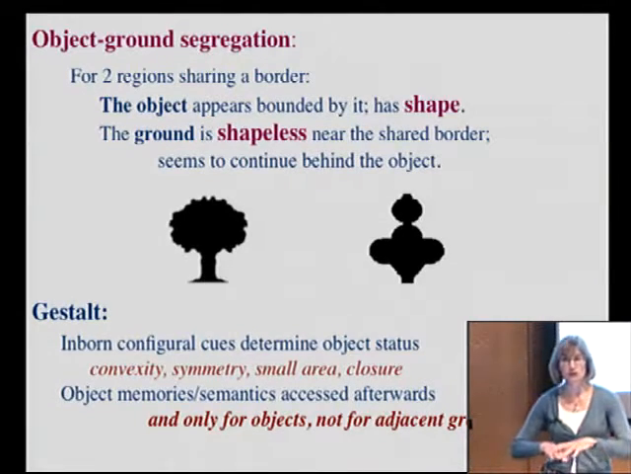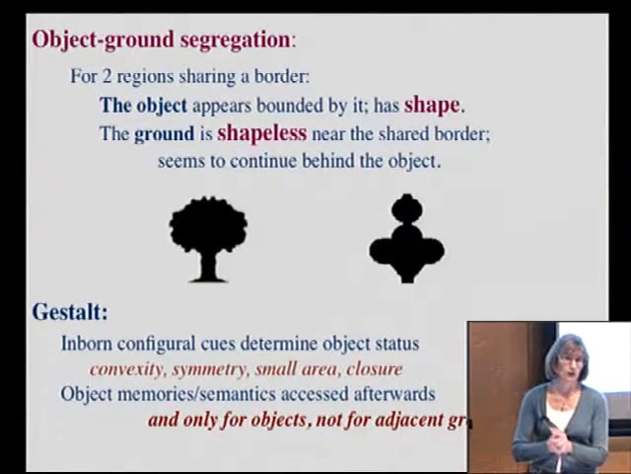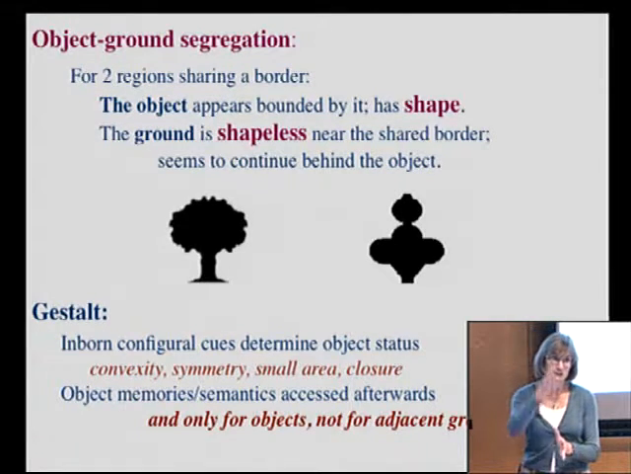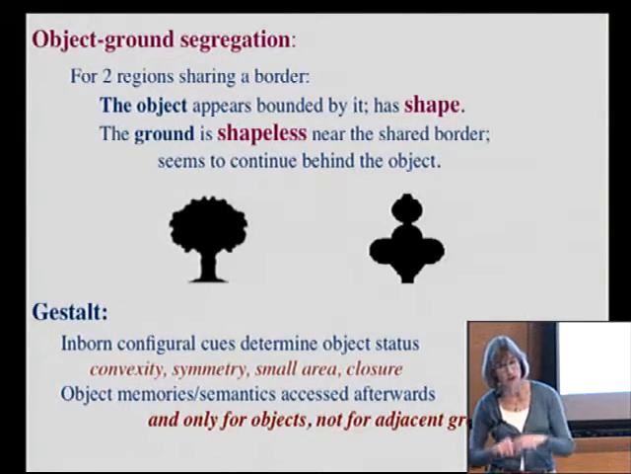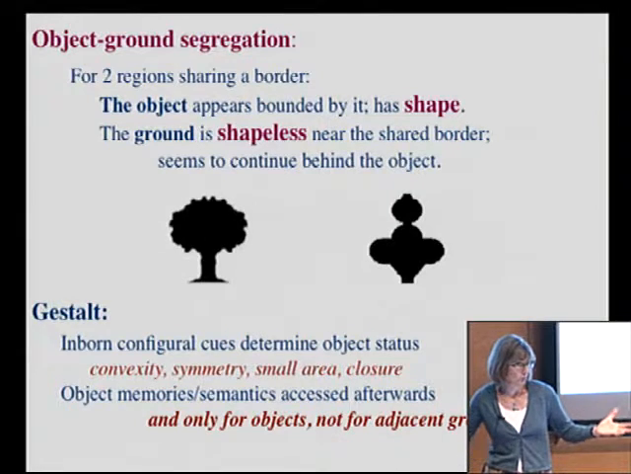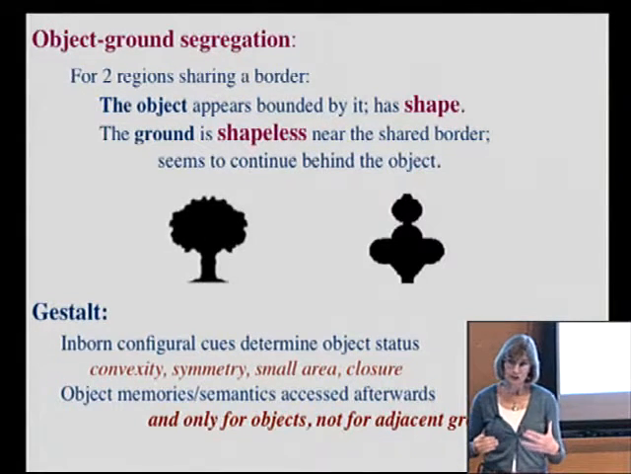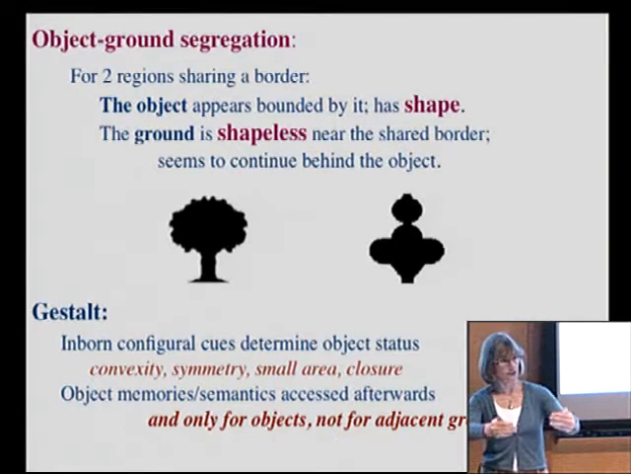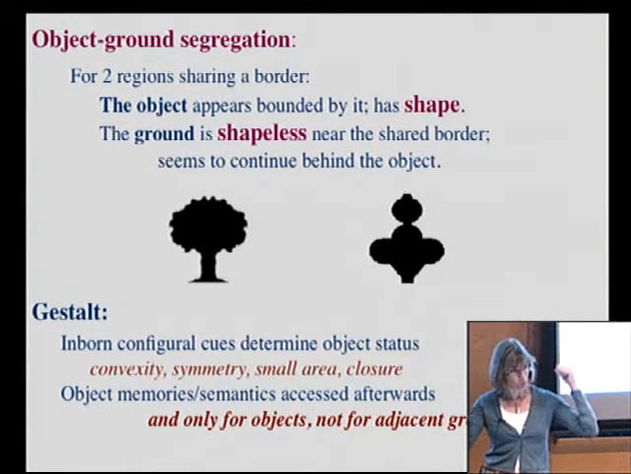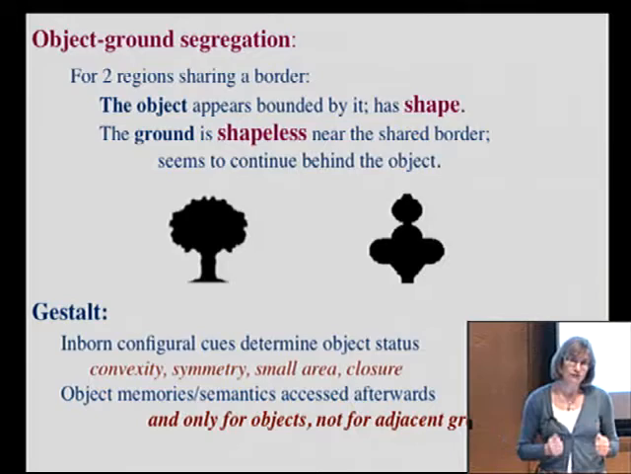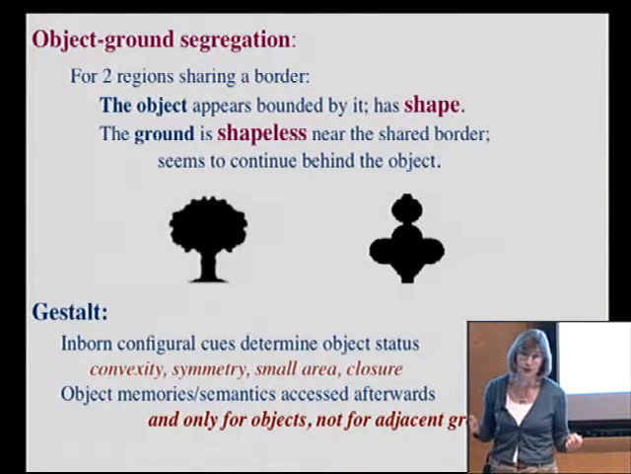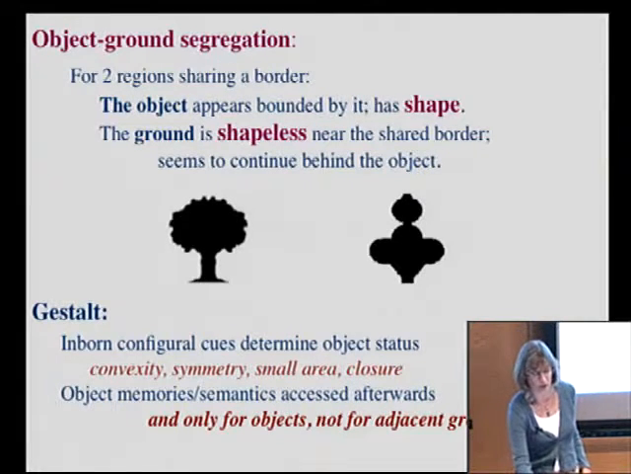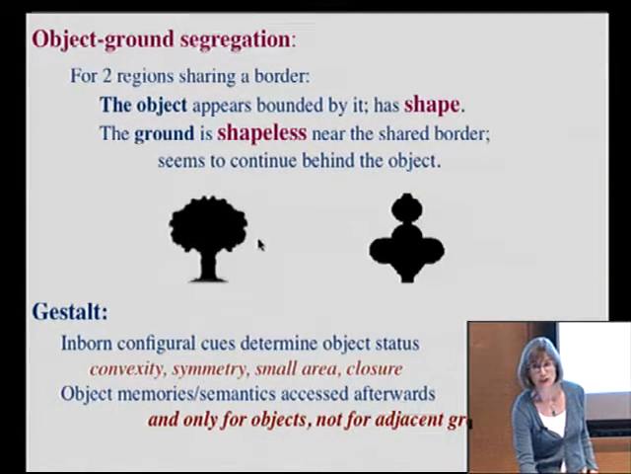They tend to be regions that are convex, bulging outward, as opposed to concave. They tend to be symmetric around a vertical axis as opposed to asymmetric. They tend to be surrounded, and they tend to be smaller in area than surrounding or background regions. And the Gestalt psychologists said, you get the objects first, equally by these cues for both of these shapes up there, and only after you have them do you access object memories. And then, they argued, you access object memories only for the objects and not for the adjacent grounds.